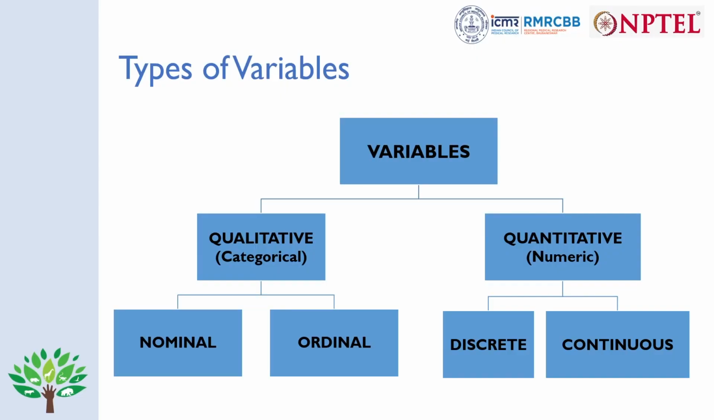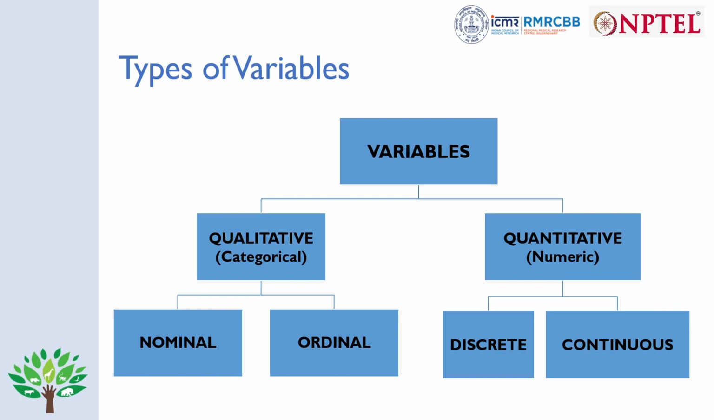Variables can be qualitative variables or quantitative variables. Qualitative variables are nothing but categories. Suppose you are married or not, so the answer will be yes or no. There are two categories. But for quantitative, if I ask those who are married the number of years since you got married, that is a quantitative variable. That means it is numeric.